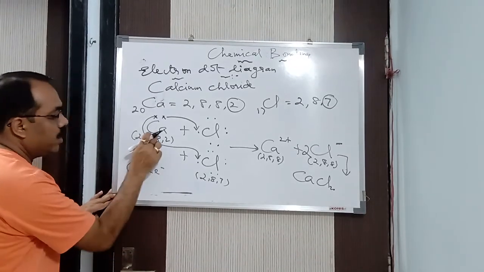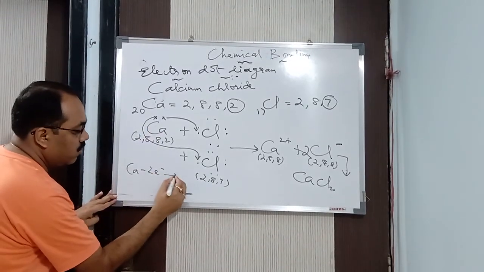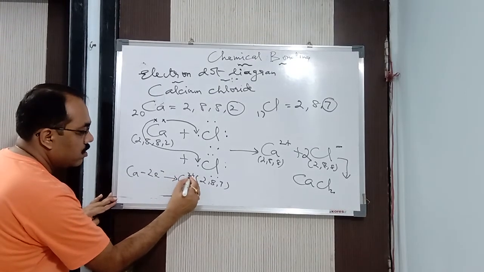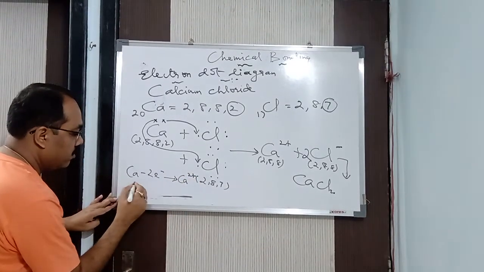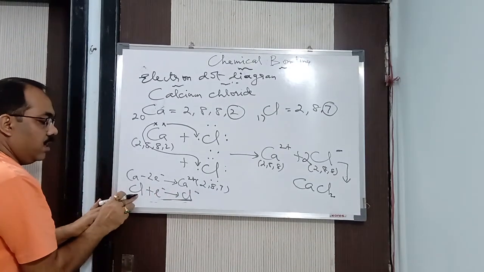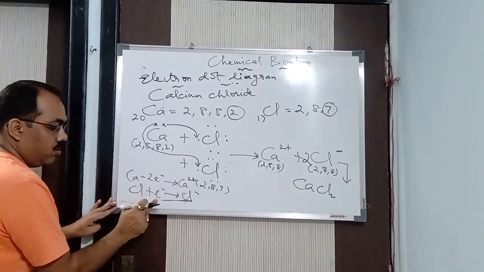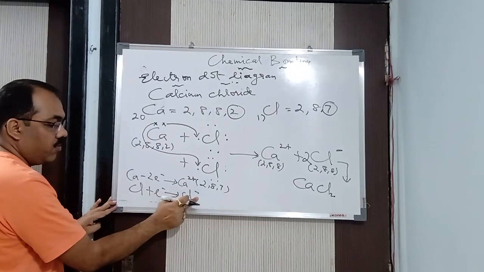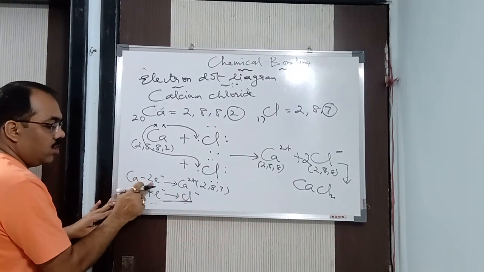Calcium is losing 2 electrons to form what? Ca2+. I think it's visible to everybody, this one. Cl plus e- is going to form Cl-. That's chlorine gaining 1 electron. 1 electron plus e-, it forms Cl-. Calcium is losing 2 electrons.